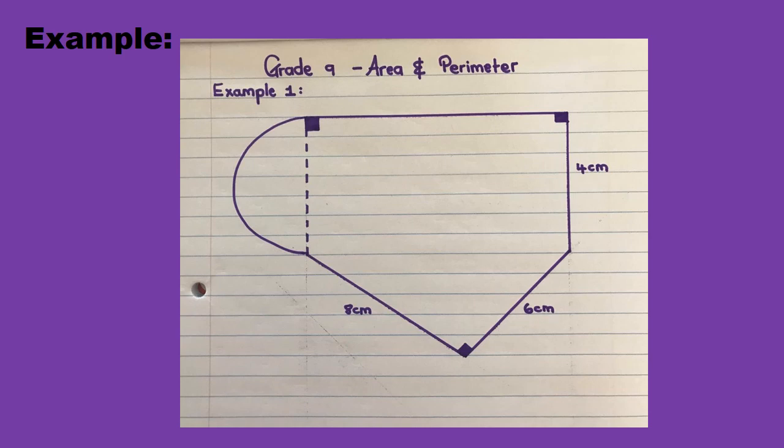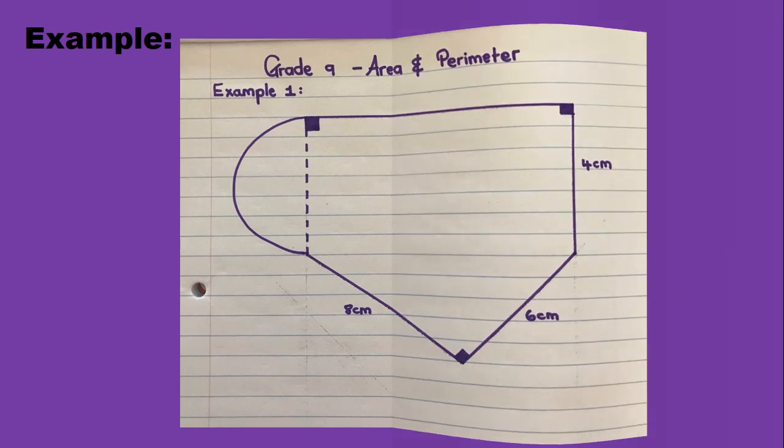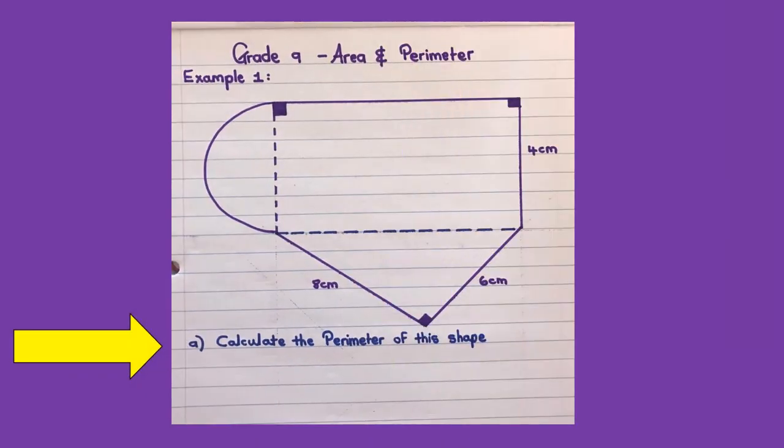Let's quickly have a look at an example together, and please also copy this into your exercise book together with the formula. All right, example 1, let's have a look. The question is calculate the perimeter of this shape. Okay, so now this is not a shape that is known to us. We can't look at it and say, that is a square or that is a circle. No, it's made up out of different shapes that we do know. So we need to identify what shapes those are that we can use the formula from.